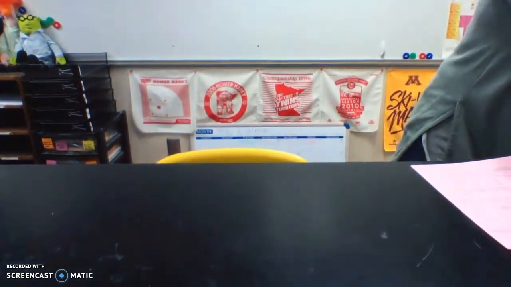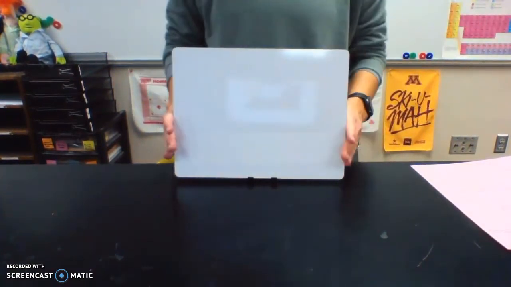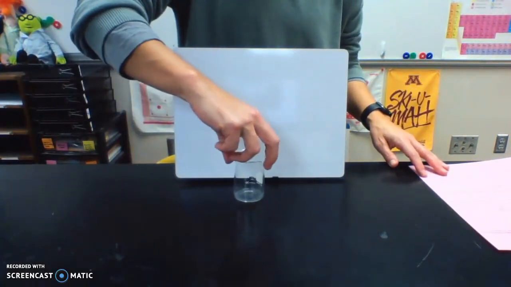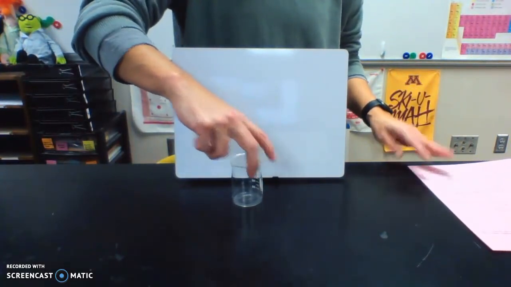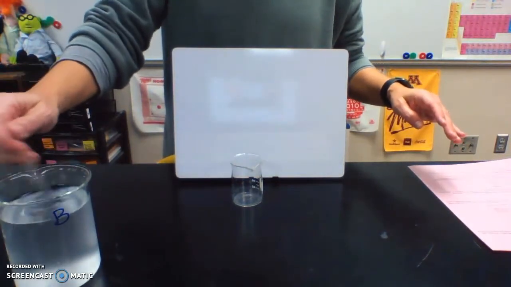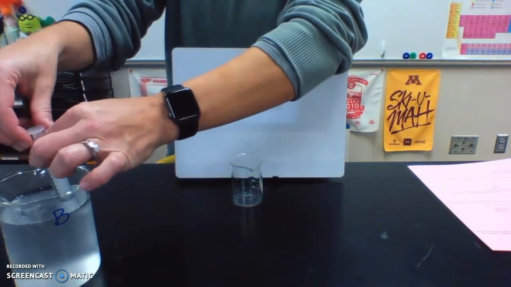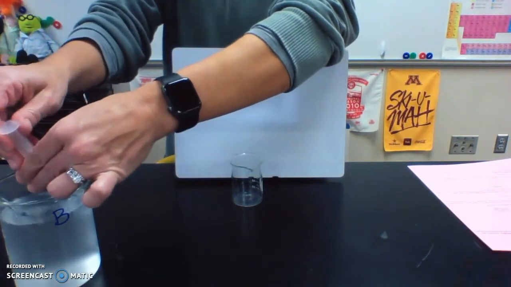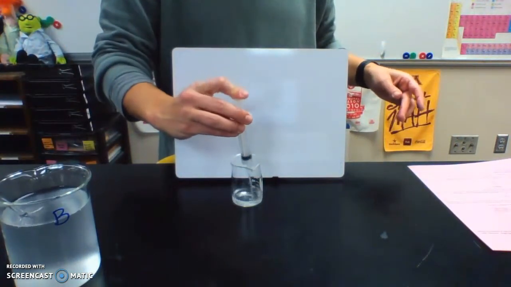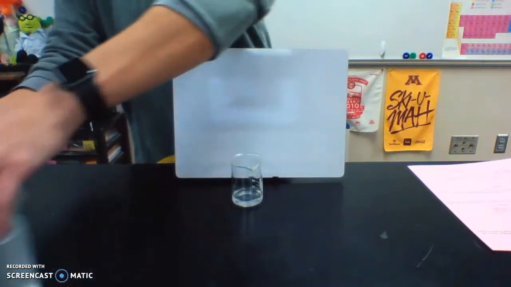I'm going to do this in front of a white background, because it'll be easier to see the color change. I've got my beaker here to start, and I'm going to first add B, which is the thiosulfate and the starch solution. I'm adding 10 milliliters to start. Okay, I'm going to move this to the side.